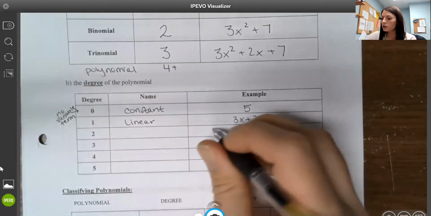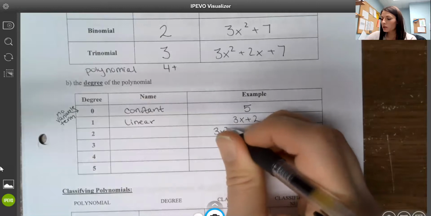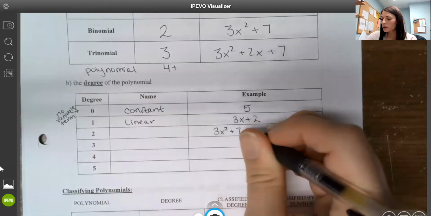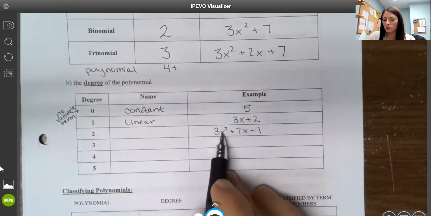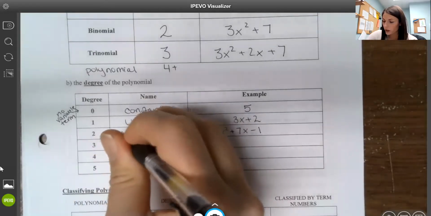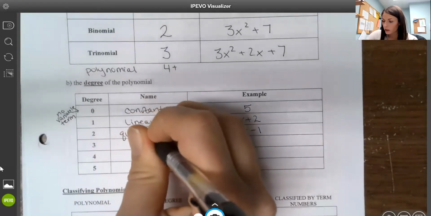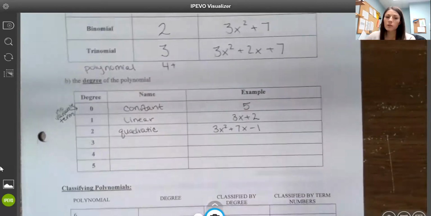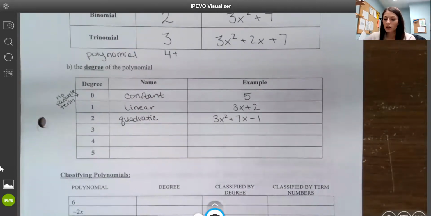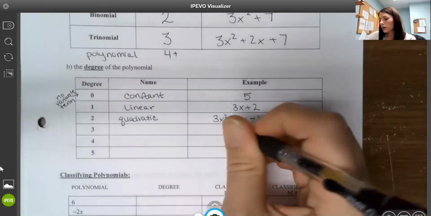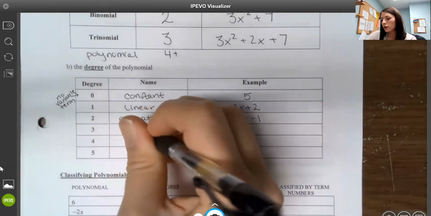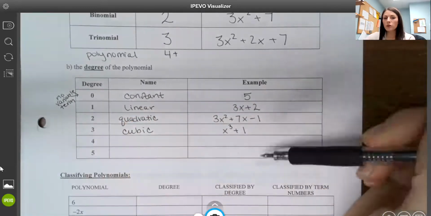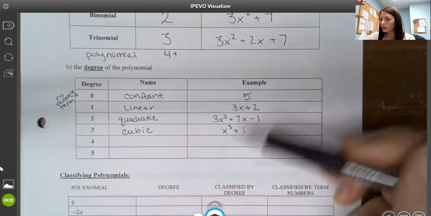If my largest degree is 2, so maybe I have 3x squared plus 7x minus 1. This polynomial, my largest degree is 2. That's a quadratic. I spend a lot of time with quadratics in the second semester of this course. If my largest degree is 3, maybe I have x cubed plus 1. That's a cubic. And I'll scan in this page with vocabulary as well, in case you need to fill in any parts.